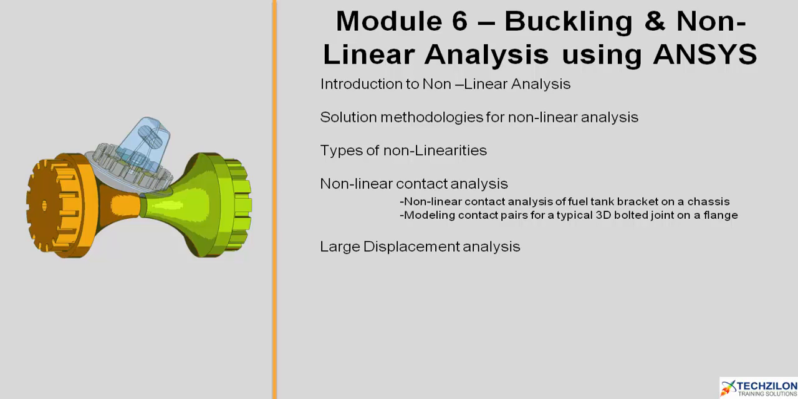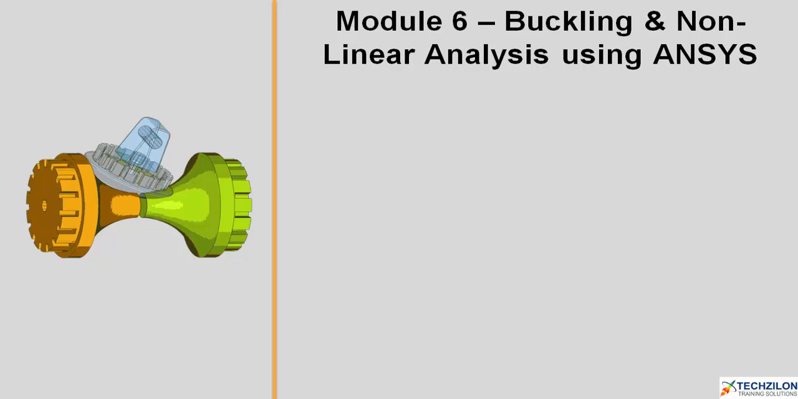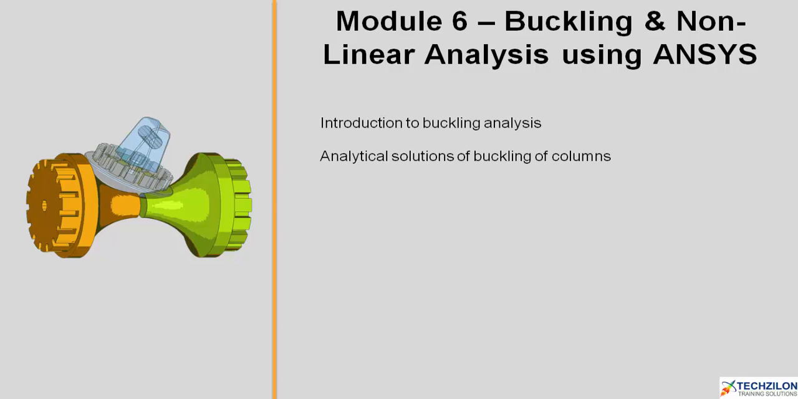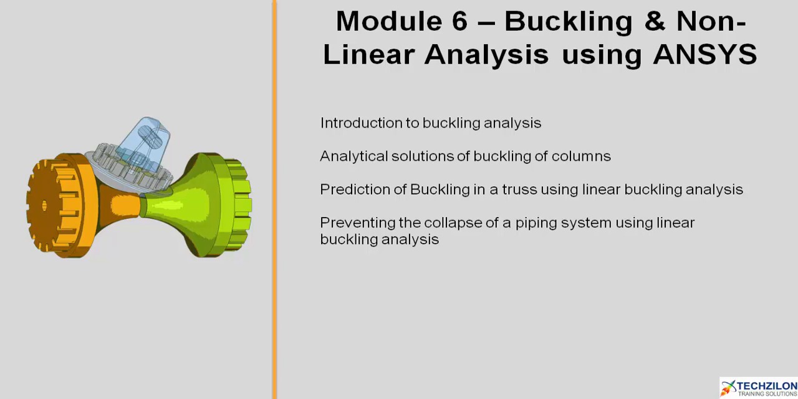You later move on to large displacement analysis, under which you'll have geometric nonlinear analysis, bilinear plastic analysis of a subassembly of a chassis. We'll then move on to introduction to buckling analysis, analytical solutions of buckling of columns, prediction of buckling in a truss using linear buckling analysis, preventing the collapse of a piping system using linear buckling analysis.